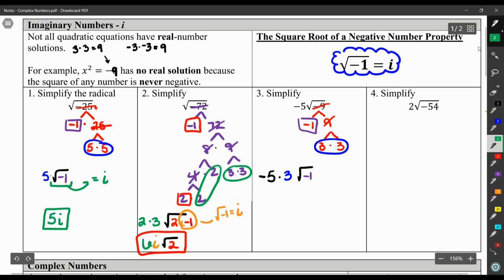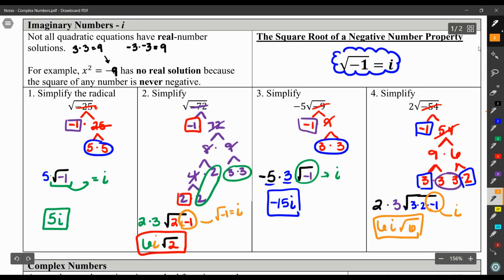But just as before, we know that the square root of negative 1 is equal to i. So this turns into negative 5 times 3, which makes negative 15, and then the square root of negative 1 is really an i. Pause the video, try number 4. And here's what you should have had for number 4.